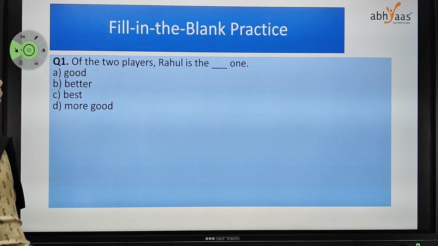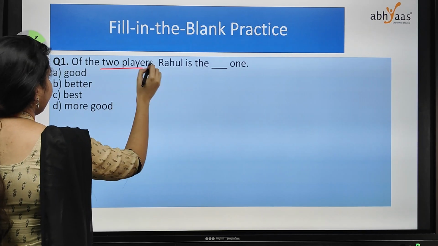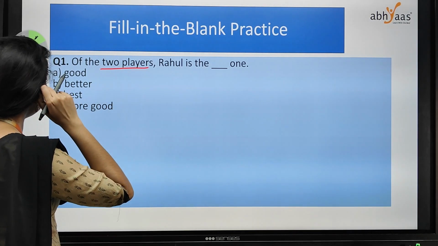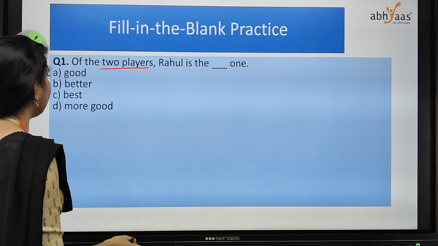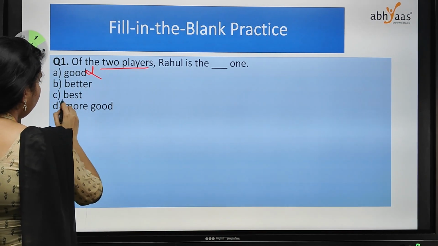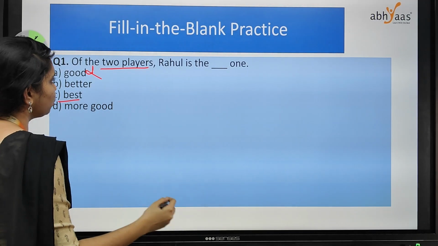Of the two players, Rahul is dash one. Here we can see that clearly two players are being mentioned. So there is comparison, and Rahul is means there's definitely comparison, so it cannot be a positive tone, right? Can I use best here? No, because it's not in the degree of superlative. Superlative is one is to all, right?